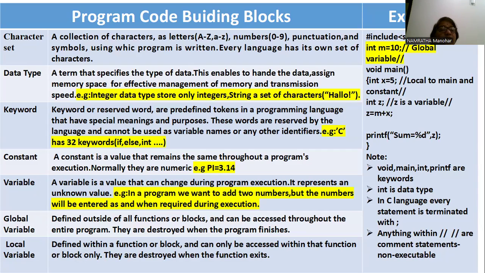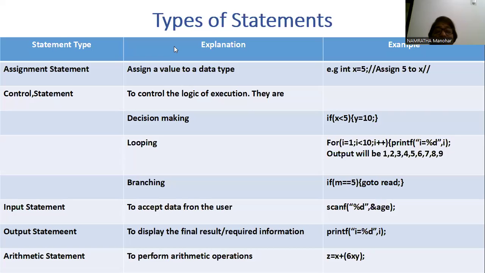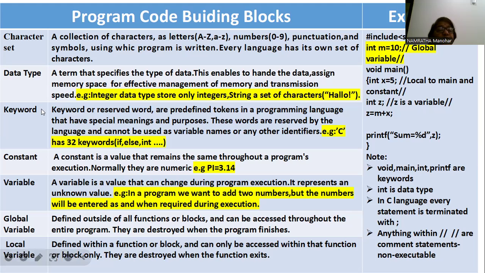A character set is a collection of characters, that is letters, capital A to Z, small a to z, numbers 0 to 9, punctuation marks, and symbols using which a program is written. Every language has its own character set. Here you are seeing the small m, the number 10, and 5x. How we should use these will be defined in the instruction chapters of that programming language.